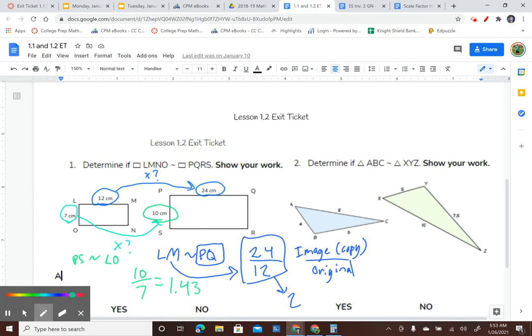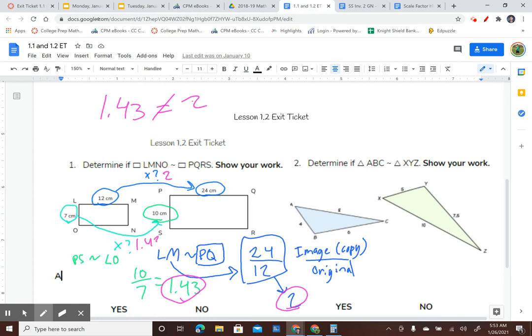So if you want to show your reasoning, you could do 1.43 does not equal 2. So we multiplied this by 2 and multiplied this by 1.43. And they would need to be multiplied by the same number, so they are not similar. All right, let's move on to the next one.